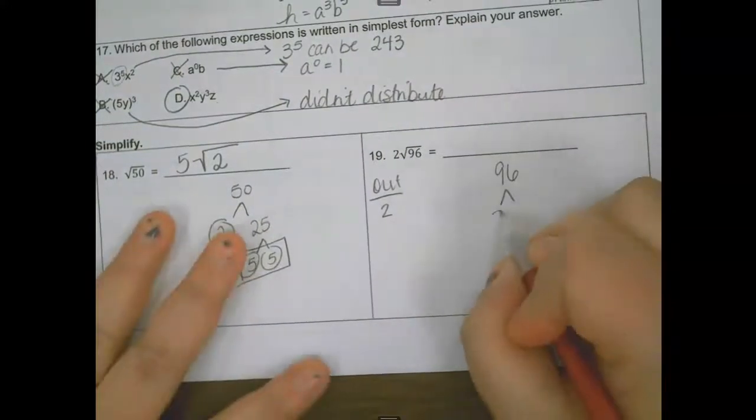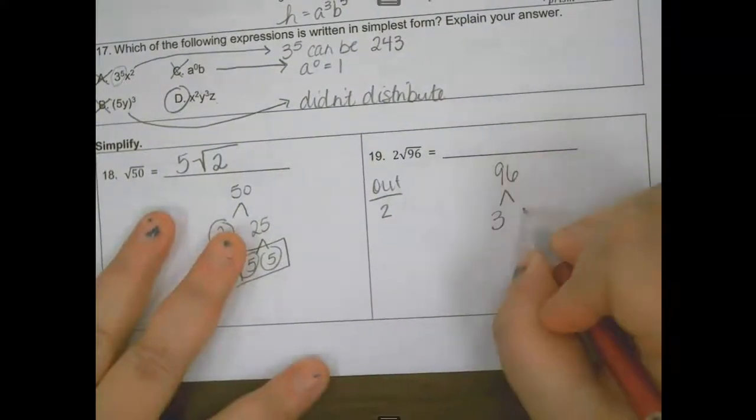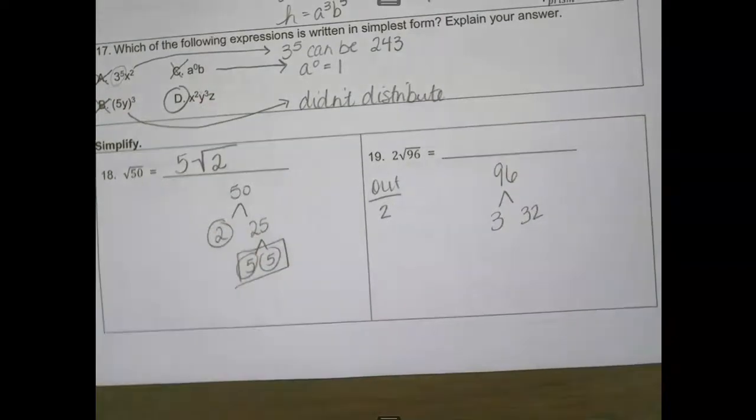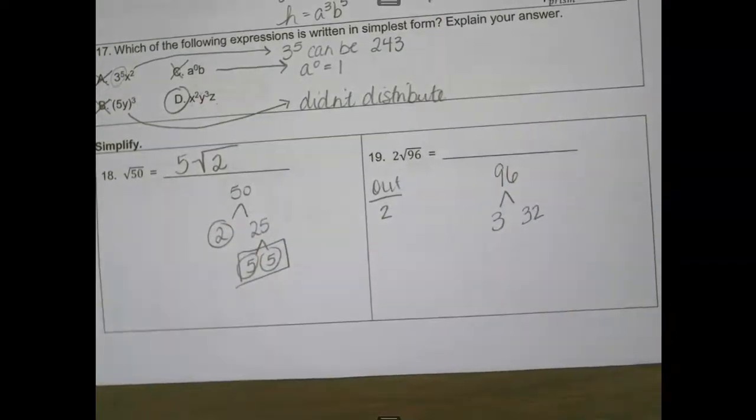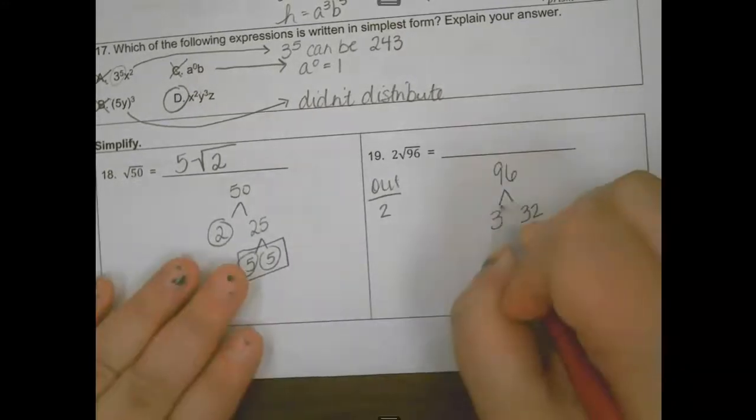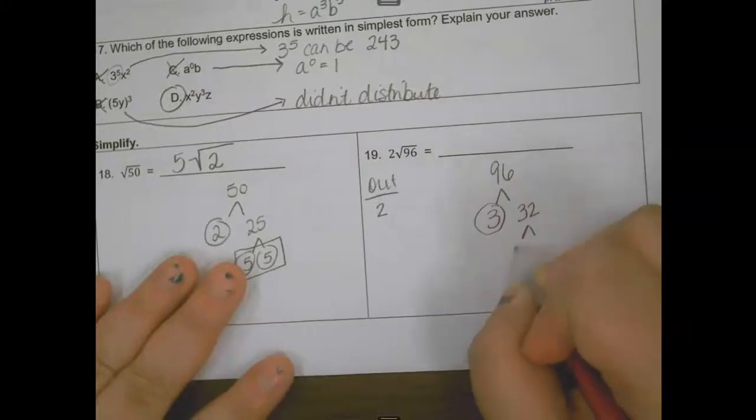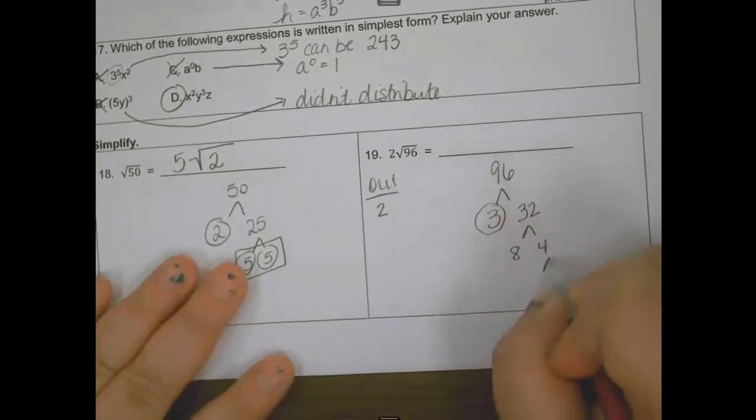Let's do 3. You can choose any one you want to. 3 times 32. You could have done 2. You could have done 4, it can go into that one easily. 6 can go into it. So remember, you can break it down any way you want. Break this down into 8 and 4. So it's going to be 2 and 2.